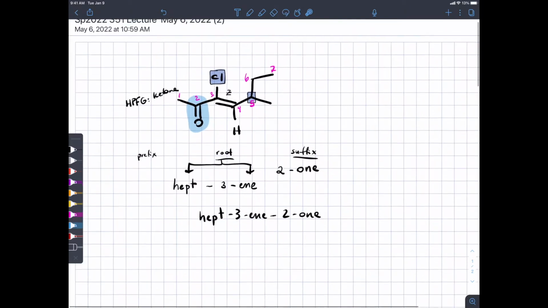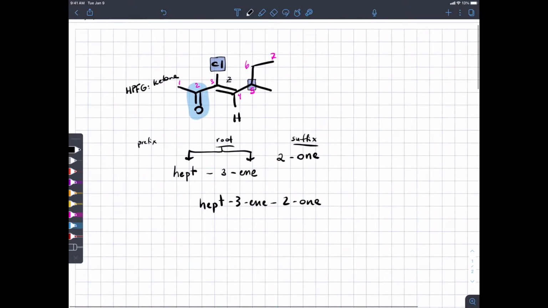Right. So for the prefix, we have a methyl group on carbon 5, chloro on carbon 3. Technically, there's a rule that they're supposed to go in alphabetical order, but I don't care at all. So we'll keep the rule, but don't worry about it. There's also some rule about when to use dashes and when not to. I don't care about that either.